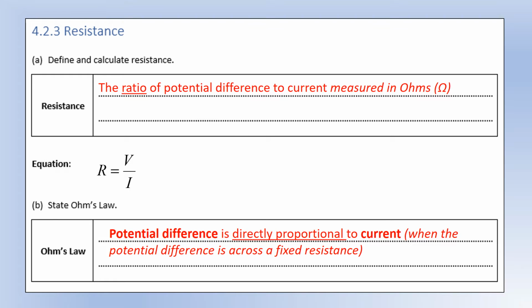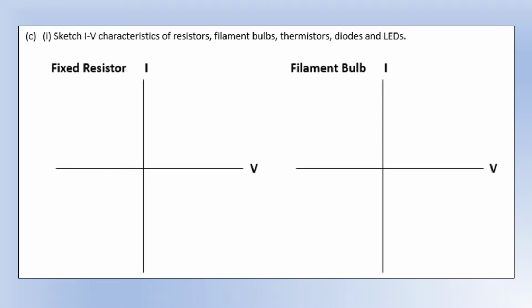So a scenario where Ohm's law might not work is if you allow the temperature to change for a component. That's going to stop Ohm's law working, which is why we need this condition of fixed resistance to allow us to use this law. Okay, so now some IV characteristics that you should know.